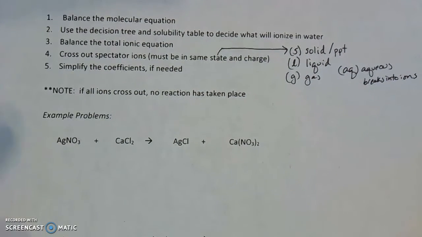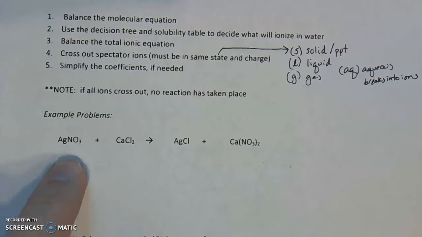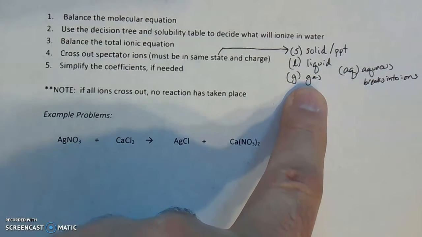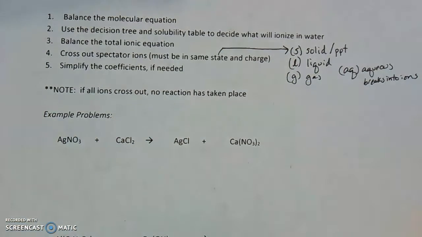So we're going to take our first example problem. Here we have AgNO3, CaCl2, AgCl, and Ca(NO3)2. Pause the video, use the decision tree and solubility tables to predict the state of each one of these, so solid, liquid, gas, or aqueous. Go ahead and pause now and then come back.